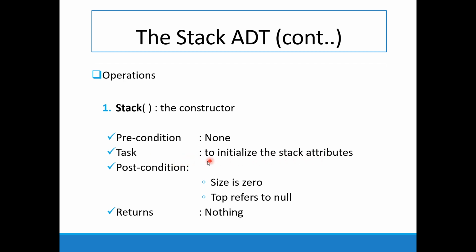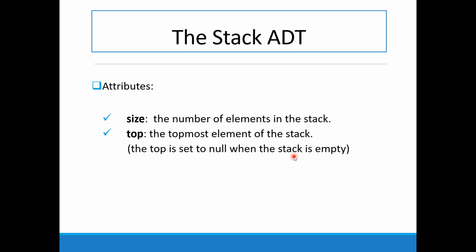Okay, so whenever we create a stack, dan kita create stack, dia akan invoke coding ni, constructor ni, method constructor. Okay, sebab apa? Apabila kita create object stack, kita akan initialize, kita akan buat initialization. Constructor akan buat initialize. To initialize the stack attributes, okay, attribute dia adalah yang tadi ni, size and top. Okay.